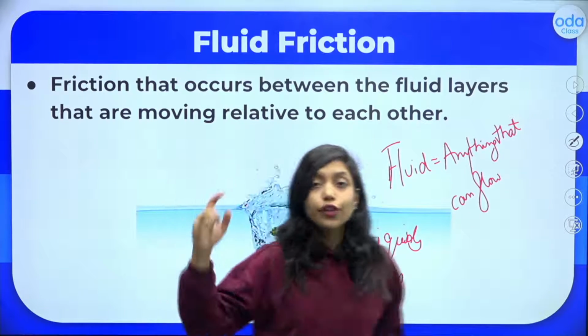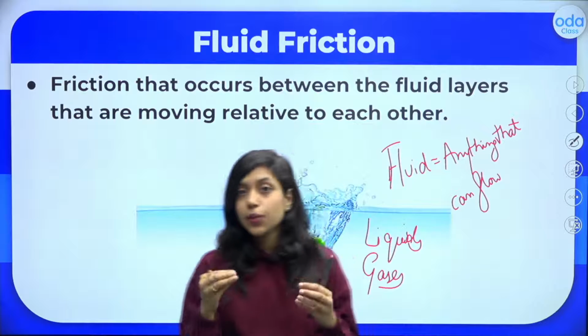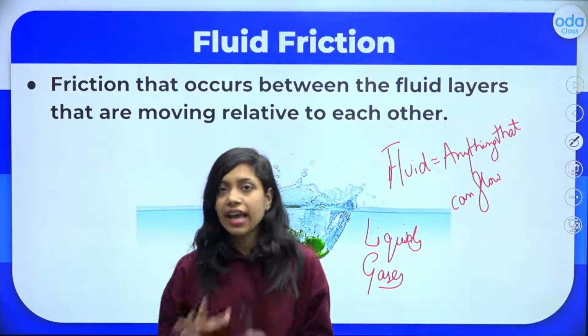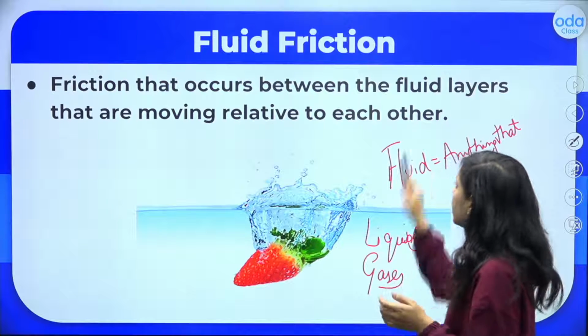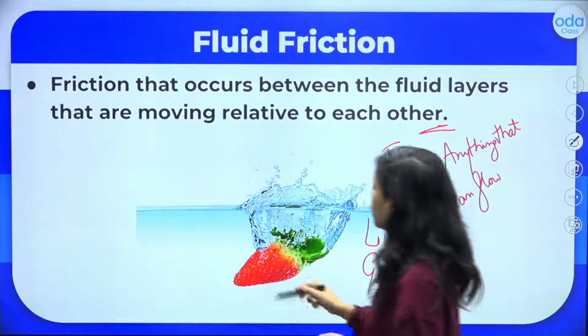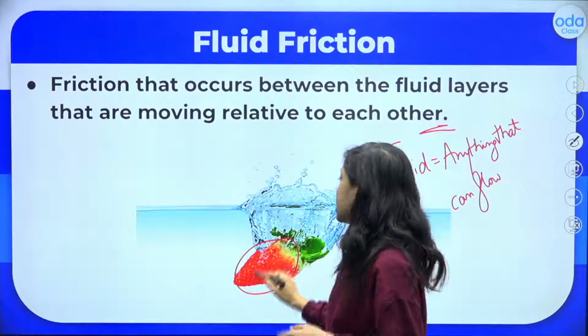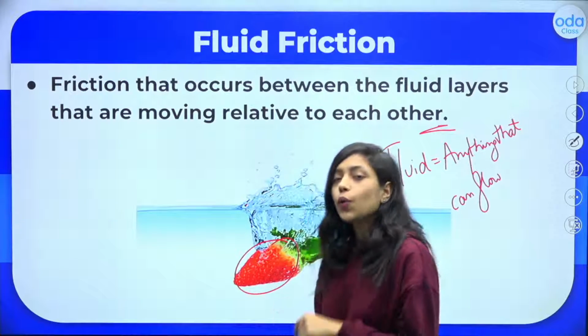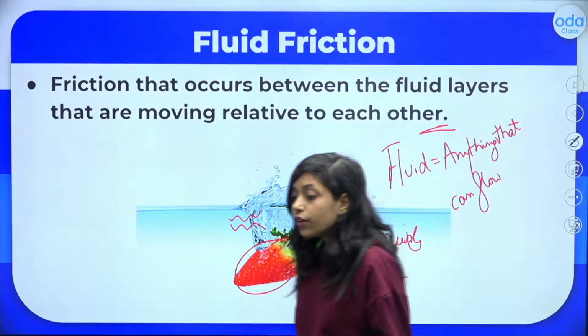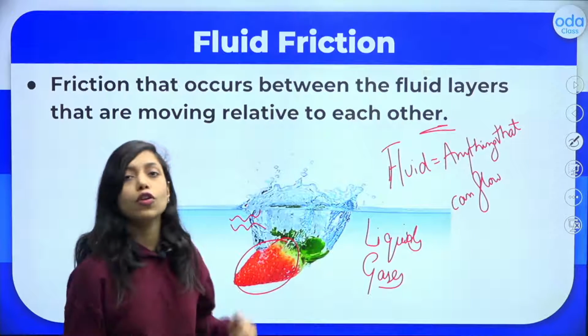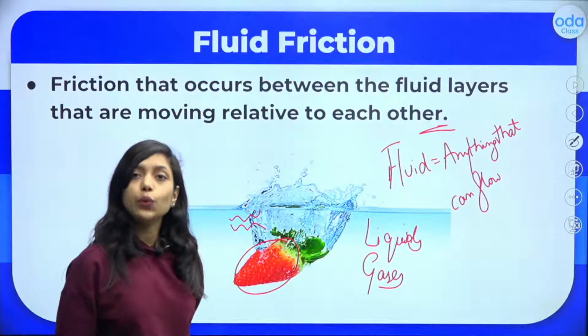So now coming to fluid friction, that means the friction which is experienced in liquids and gases. Okay, so it is the friction that occurs between fluid layers that are moving relative to each other. So when you put some vegetables inside the water, what happens? There is a friction between the layers of this water, right? And fluid friction helps us to swim in the water also, because there is a friction between two water layers.